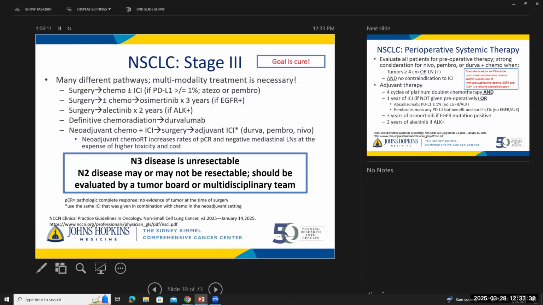So all that to say that that gives us some valuable information, and we can do that particularly with our stage 3 patients where we give them treatment up front, maybe like 3 or 4 cycles of treatment, and then we take them to surgery, and then we continue the immunotherapy on the back end after the surgery. So that's our adjuvant immune checkpoint inhibitor.